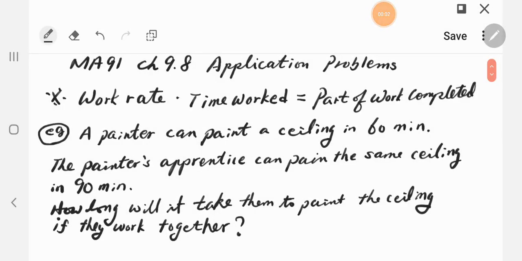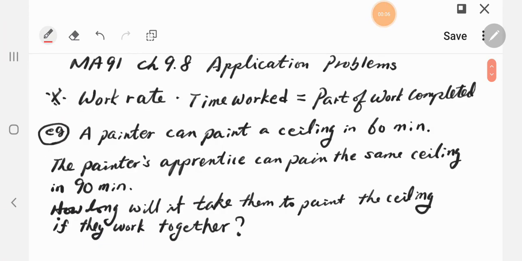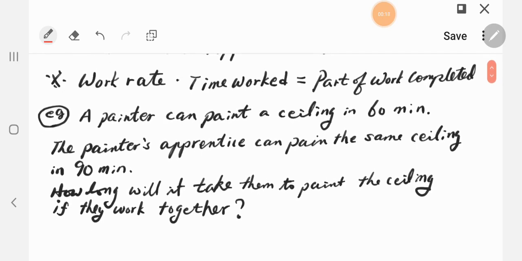Chapter 9.8 Application Problems. In these application problems, we will work with another work rate, the work rate and then the speed questions. Okay, first of all, let's check the example here.